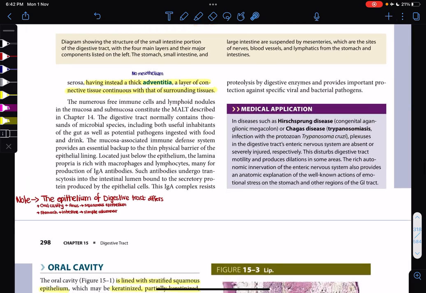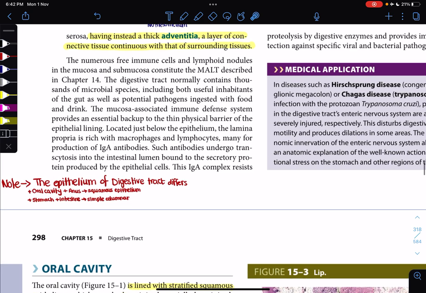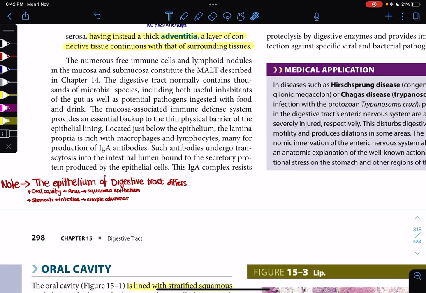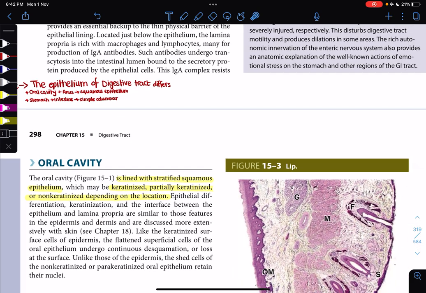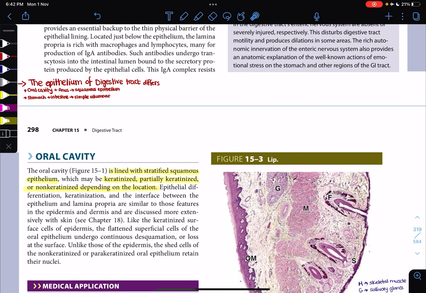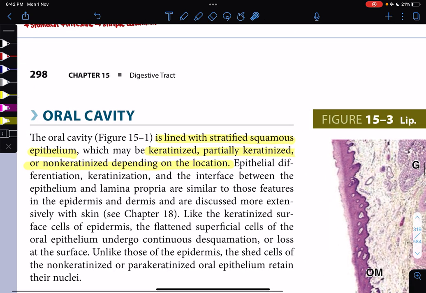Okay, now just a quick note, the epithelium of the digestive tract differs. It's not the same epithelium as we go. The oral cavity and the anus, which are the start and the end of the digestive tract, are stratified squamous epithelium. And the stomach and the intestines, the large and the small intestine, are simple columnar epithelium. Okay? So now we will move to the oral cavity. The oral cavity is lined with stratified squamous epithelium, which may be keratinized, partially keratinized, or non-keratinized, depending on the location.